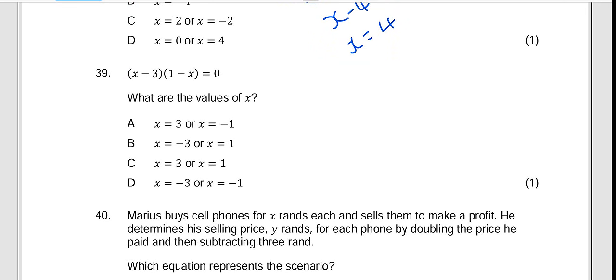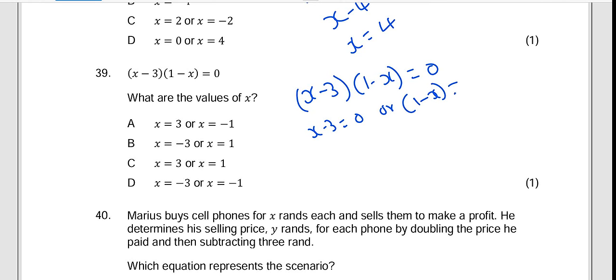And then number 39 is x minus 3 times 1 minus x equals 0. It's going to be x minus 3 equals 0, or 1 minus x equals 0. If there are brackets already, just equate, guys. Here x is going to be 3, and here x is going to be 1. And then the correct option is C.